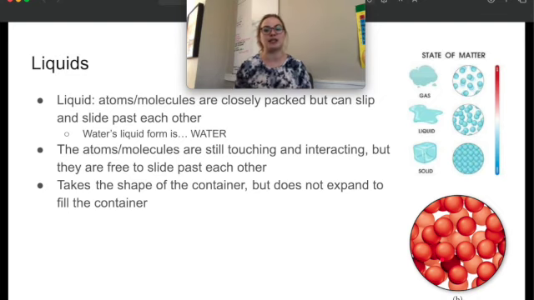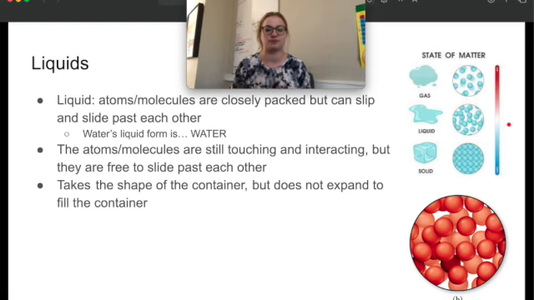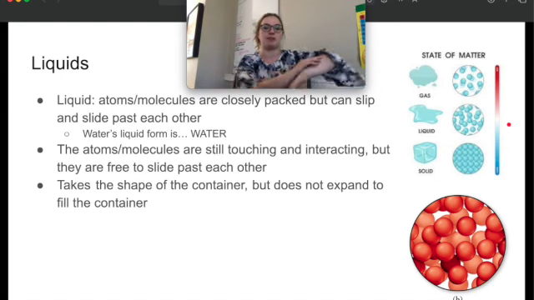And so to relate this to solids, solids occur at the coolest temperatures and liquids are kind of the mid-range temperatures for whatever that substance is. So again, liquids, they are still closely packed together. They are still interacting and influencing each other, those atoms and molecules, but they can slip and slide past each other.